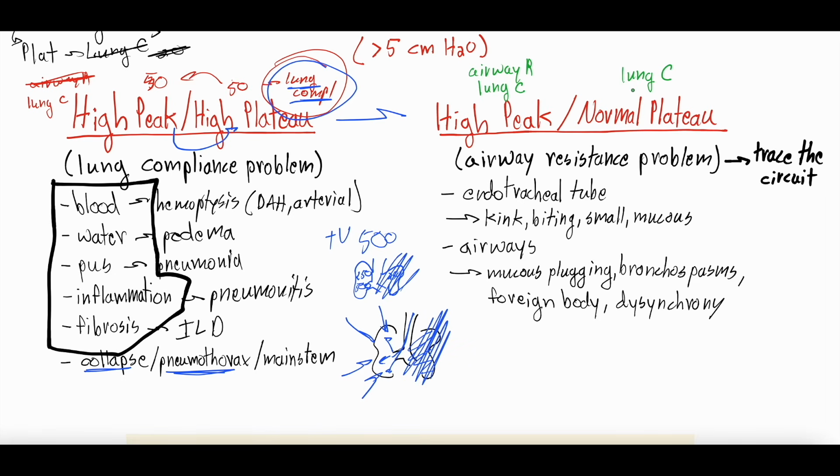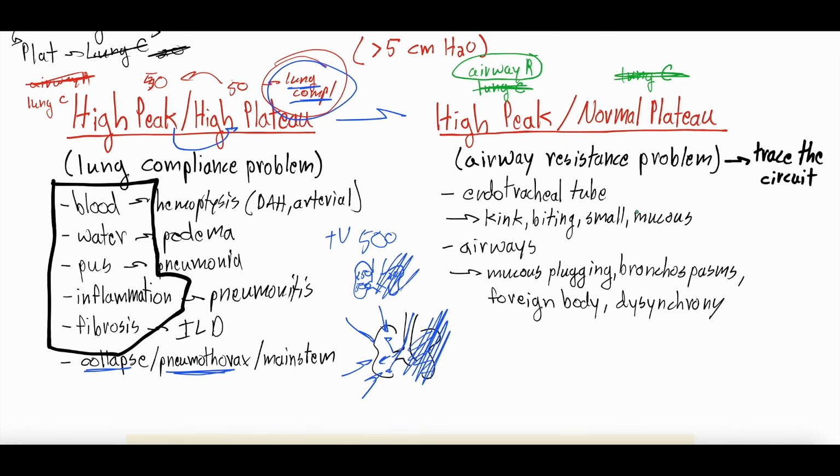And then that is just a representation of the lung compliance. So if it's a high peak pressure to normal plateau pressure, you already know the lung compliance is normal, right? So you're taking this out of the peak pressure equation, so all that's left is airway resistance, so you have an airway resistance problem.